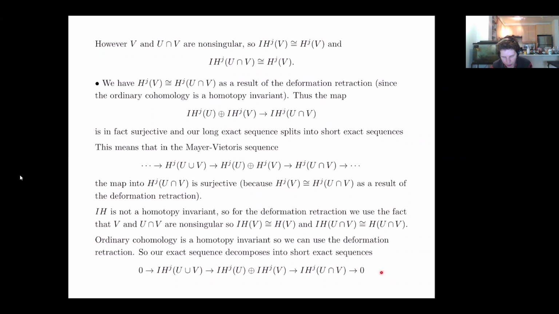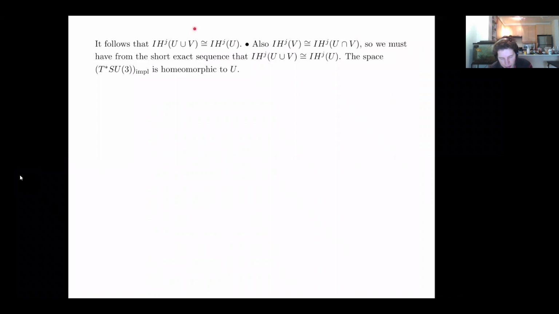So we wind up with short exact sequences from which we're able to compute the intersection cohomology of U union V, which is equal to the intersection cohomology of U. And the intersection cohomology of V is isomorphic to the intersection cohomology of U intersect V. So we find that the intersection cohomology of U union V is isomorphic to the intersection cohomology of U. And the universal imploded cross section of SU3 is homeomorphic to U.